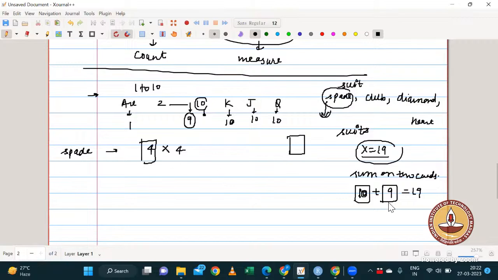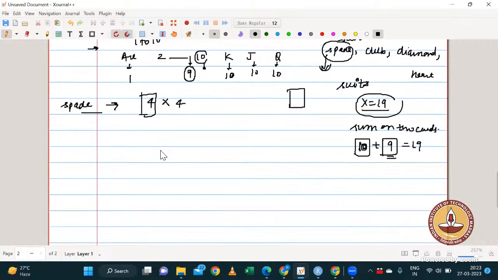And for 9? Or 9 in a spade. Okay, so let's consider. So in 9, in how many ways can you get 9? 4 ways, sir. Because 9 can be from any suit, right? The 2 cards can be from any suit. Okay. Are you getting it?